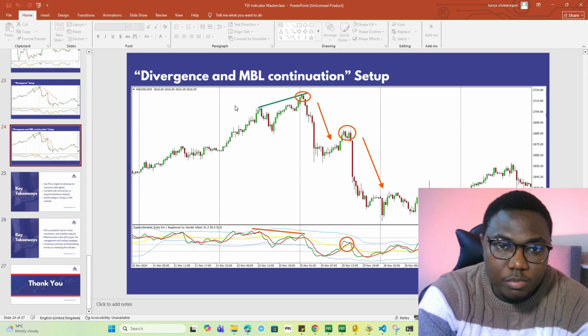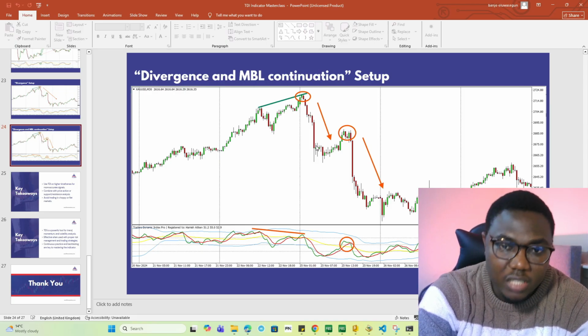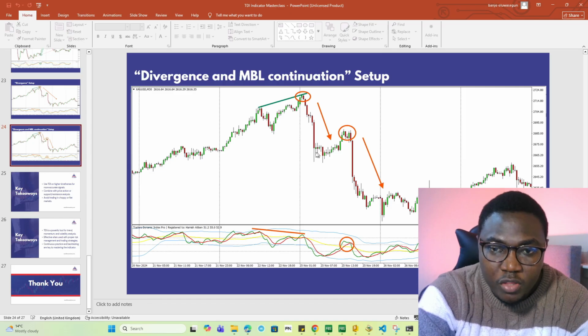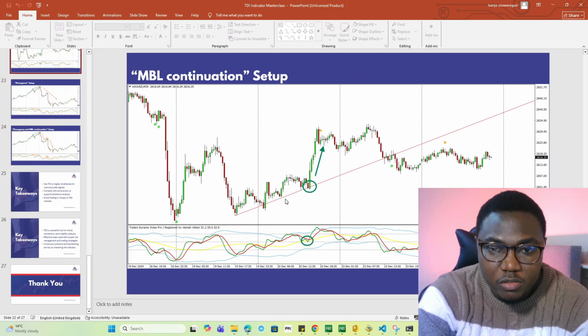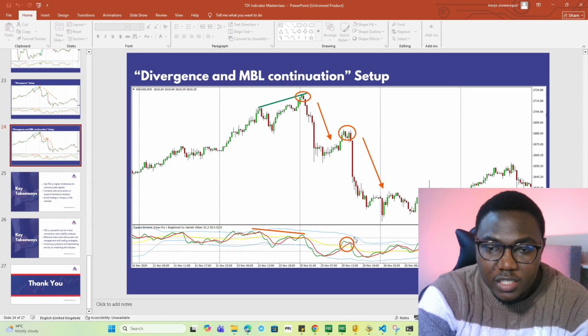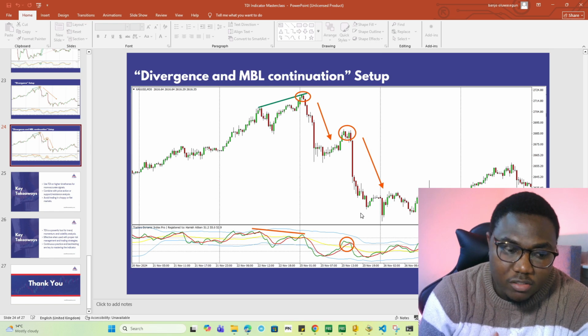Right. So another setup is the divergence and market baseline continuation setup. So after this divergence, let's just assume you miss out on this massive sell. Right. You can see the market now push back, and at this point you can see the TDI is bouncing off from this yellow market baseline, very similar to the previous one I showed you here. So this is for uptrend, and this is for downtrend, right? So you can see how these are the stuff you look out for when you are trading with this indicator.